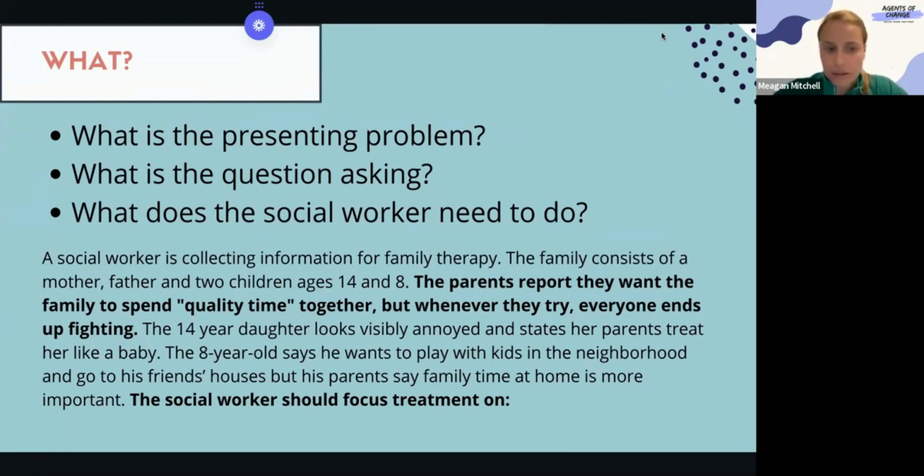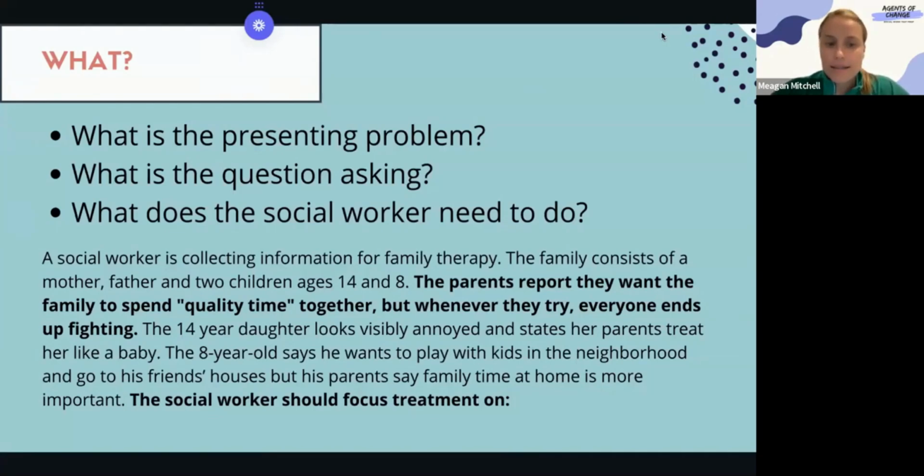And there's some conflict, right? When they do sit down to have this family time, there's disagreement or conflict. It says they end up fighting. So the family time is not what they envisioned. So that would be the presenting problem.